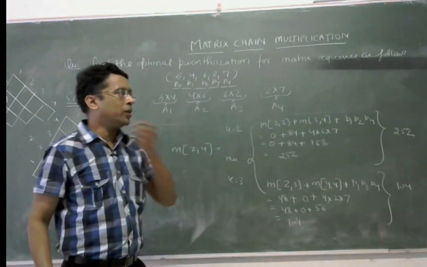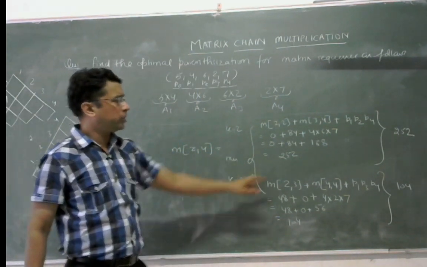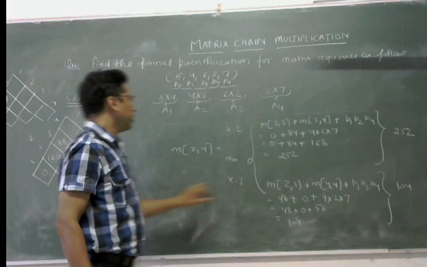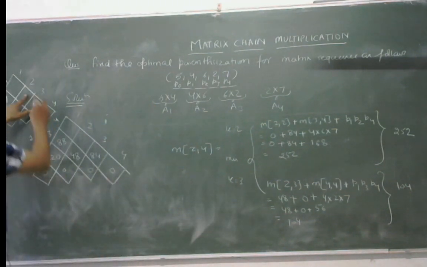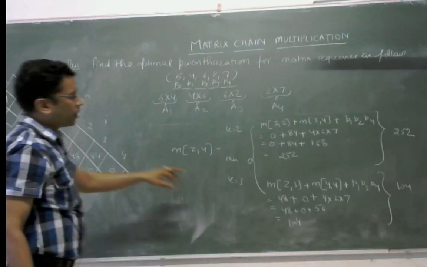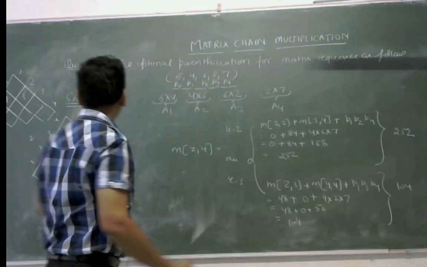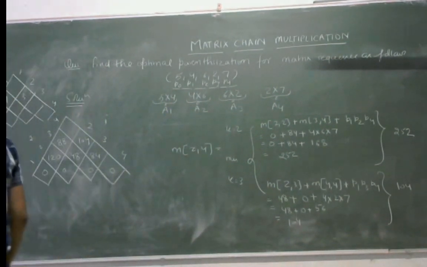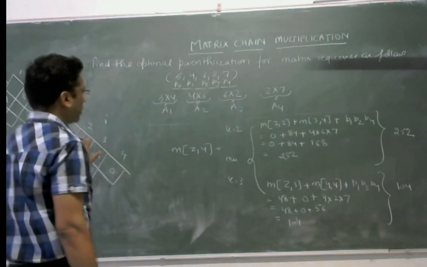So among these two, the minimum value is 104 for k equals 3. So in place of M24, we shall mark that for k equals 3 the value is 104. The value is 104, right?